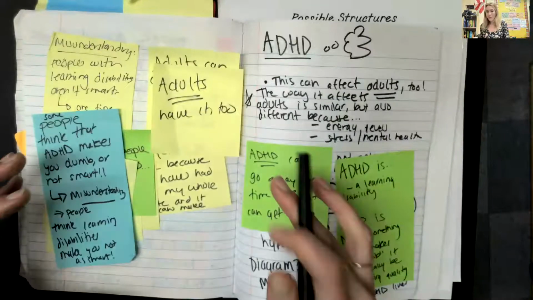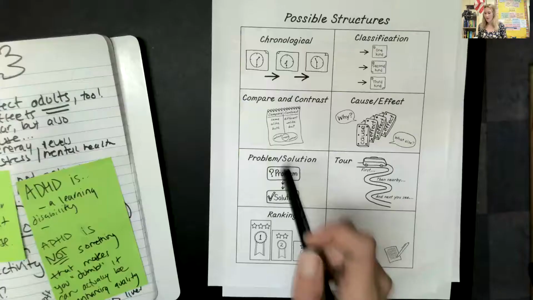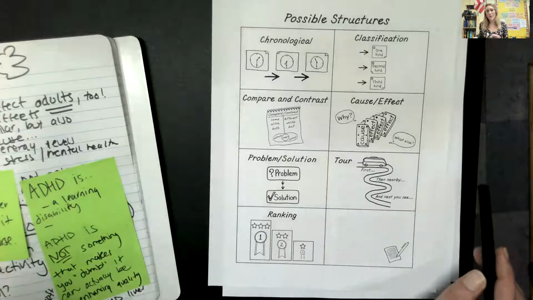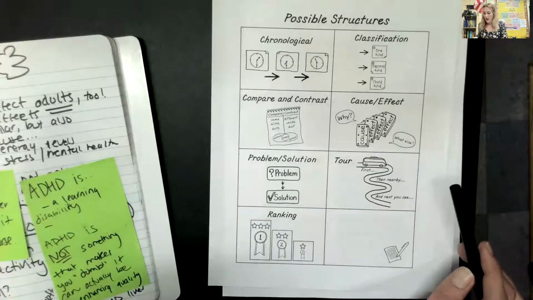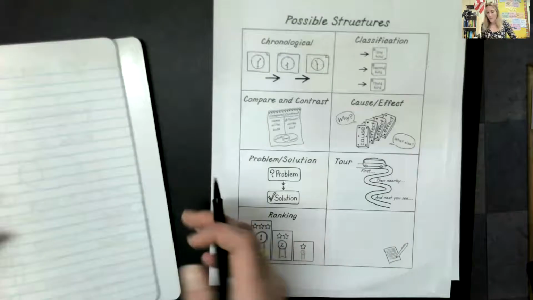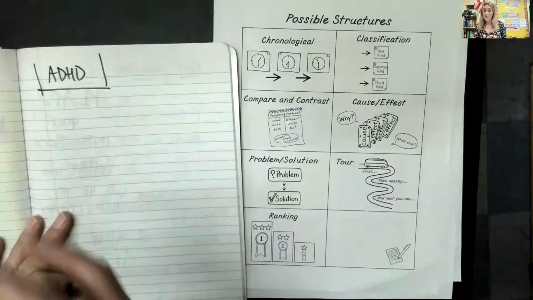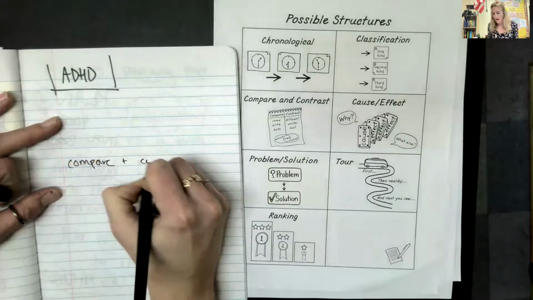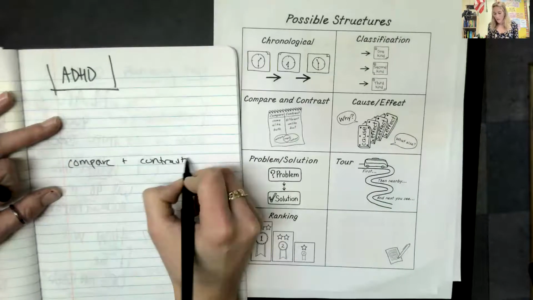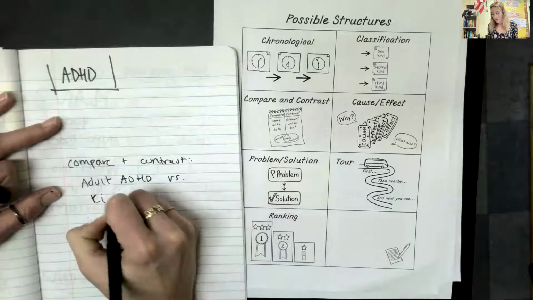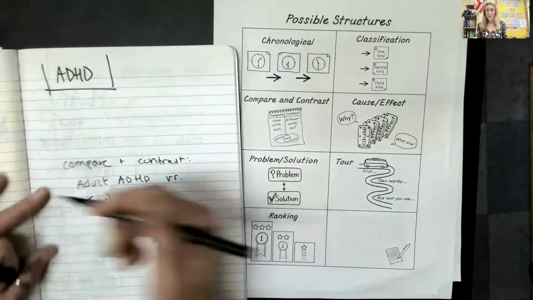So now that I have a group of information here, let me think what structure might be really good for this. What am I trying to teach? I'm trying to teach that kids and adults both have it. However, kids and adults are a bit different when it comes to ADHD. I feel like a structure that could really work well is compare and contrast. So maybe what I'll do is have one of my chapters focus on adult ADHD, but through the lens of compare and contrast. So I'll have a compare and contrast chapter where I'm looking at adult ADHD versus kid ADHD. So that might be one chapter.